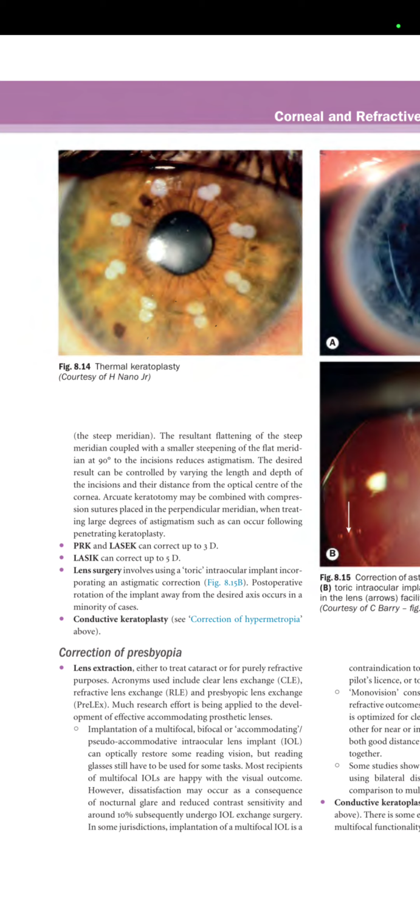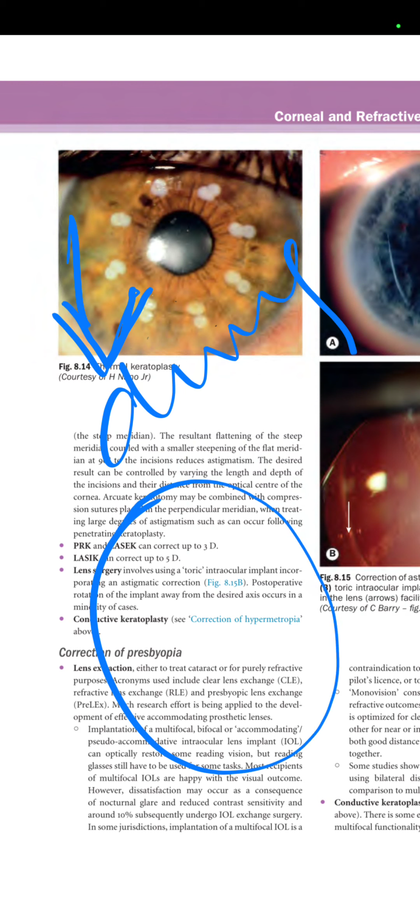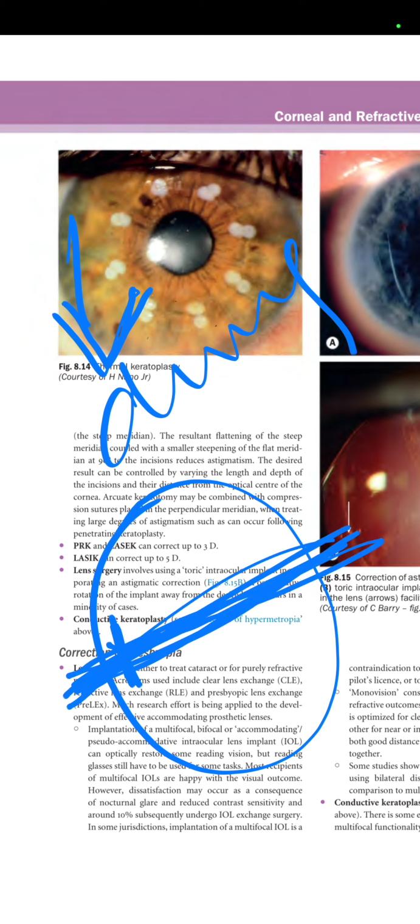When treating a large degree of astigmatism, such as occasionally occurs following penetrating keratoplasty, one thing you should remember is that during cataract surgery, if you know the cornea has a steep axis, you put your incision at that place, so it causes flattening of that surface. The incision causes flattening of that meridian.